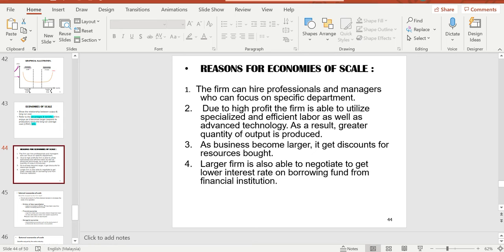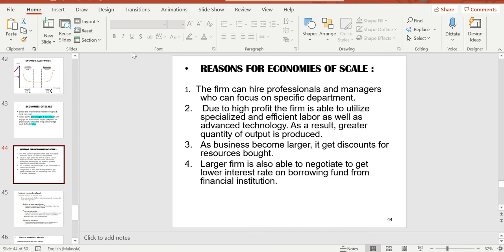Pertama, because we can hire professional and manager who can focus on specific department. So ini kelebihan masa long run. Bila kita dah operate in the long run, our business is already established, so people come to our company, we can hunt, or orang kata ataupun scout good labor for our company. Because normally kalau good labor ni professional, dia kena bayar lebih mahal.